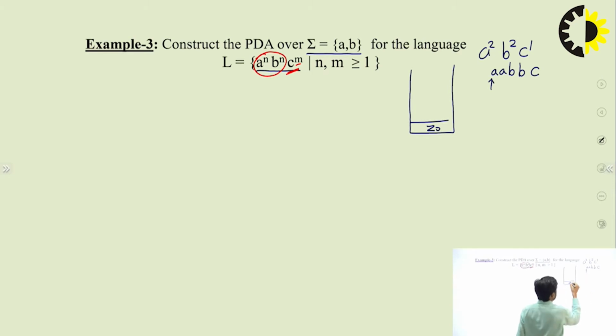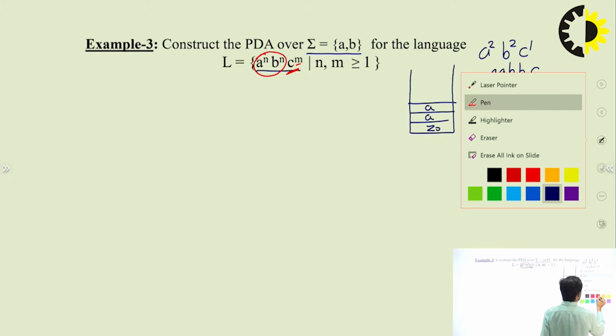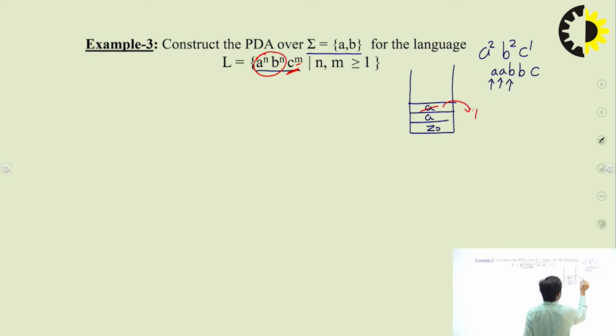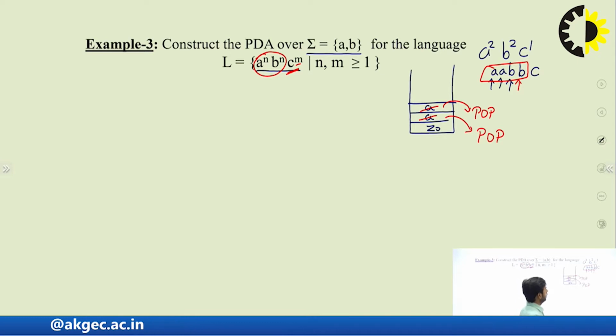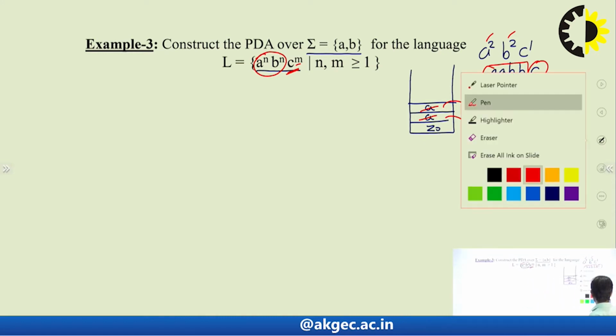First a comes, the top of the stack is Z0, so we push a. Next a comes, the top of the stack is a, we push a. When b comes, the top of the stack is a, so corresponding to b we pop that a. Now the next b comes, and the top of the stack is a, so again we pop this a. Now the a's and b's are over, and we reach the final state. So a raised to power n, b raised to power n is satisfied. For the c's there will be no comparison, so we skip the c's.